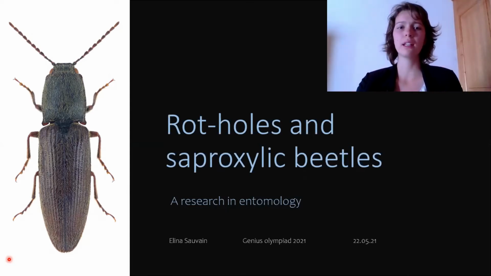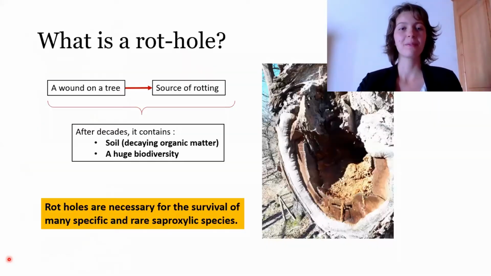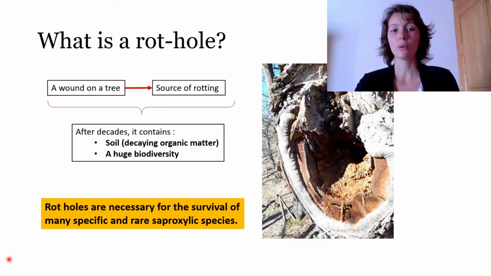But first of all, let's explain what a rot hole is. The creation of a rot hole requires an injured tree, for example, as a result of logging or the breaking of a large branch. When the wound does not heal, it begins to decay, and after decades, this forms a cavity in the tree called a rot hole.